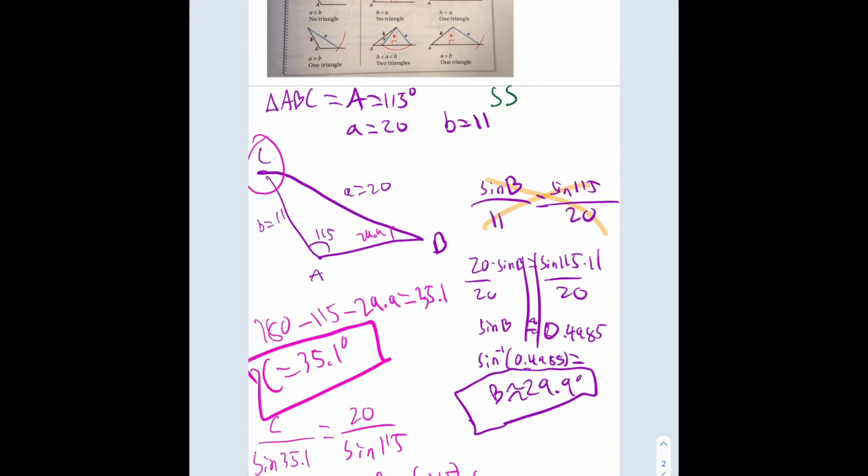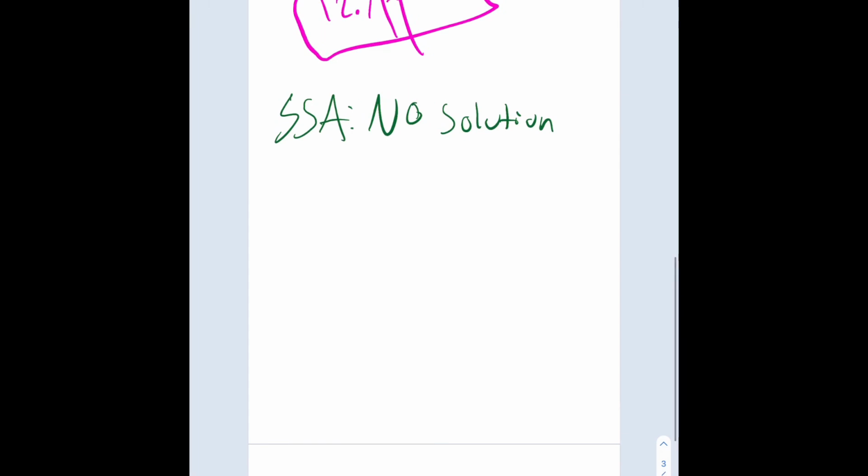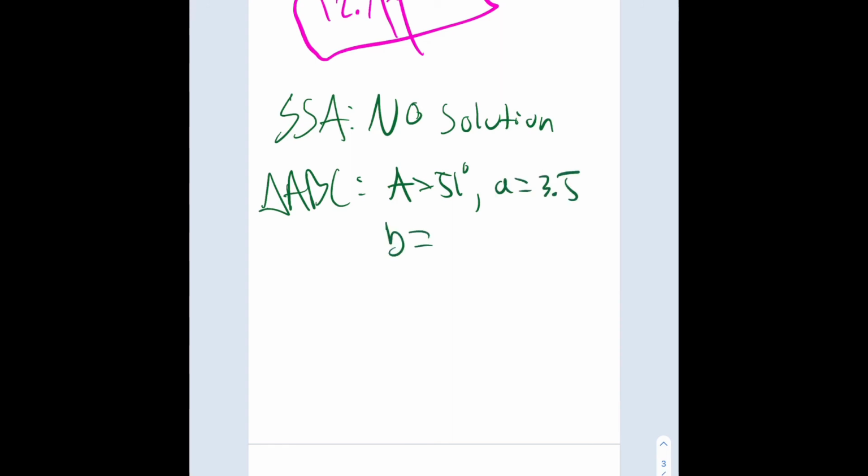So let's take a look at that. So again, this was side-side-angle, one solution; side-side-angle, no solution. So if we say the triangle ABC, and it has A equal 51 degrees, side A equals 3.5, and then side B is 5.